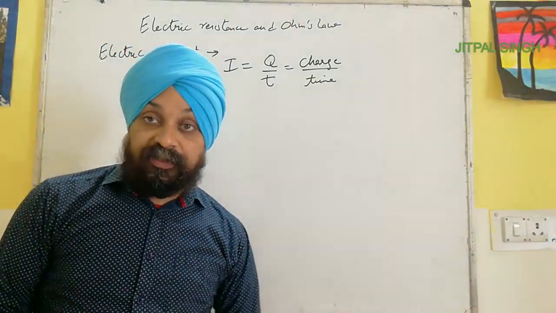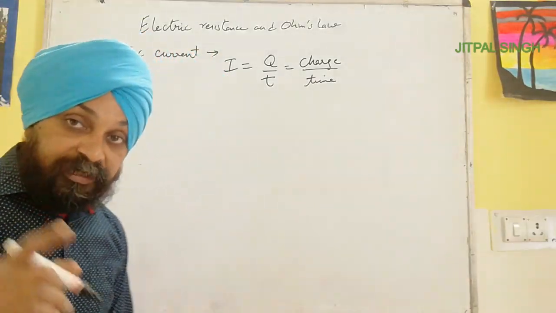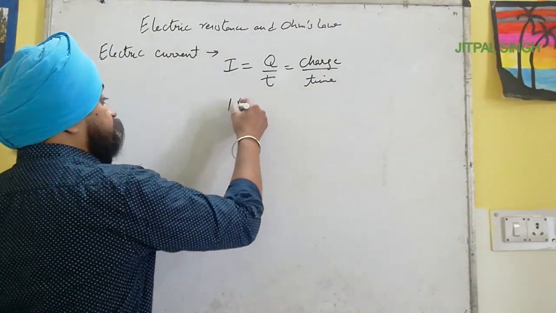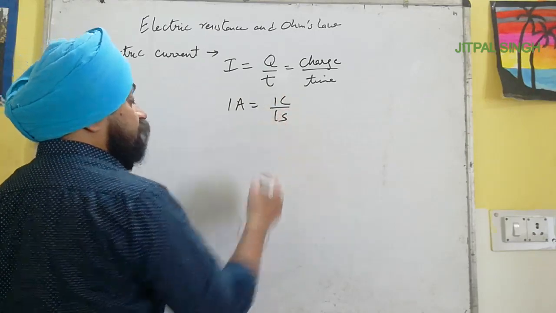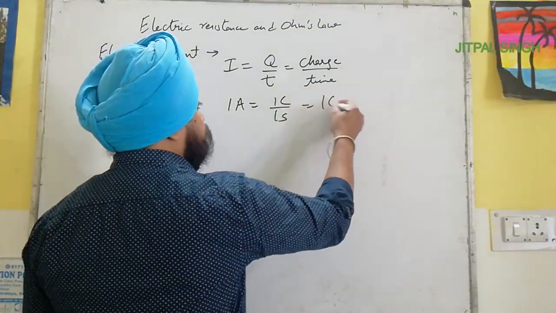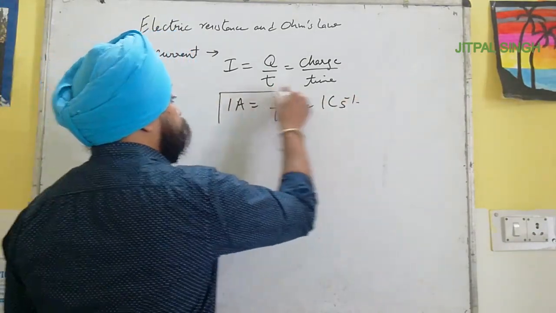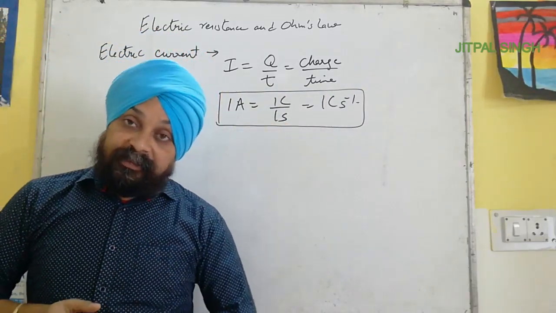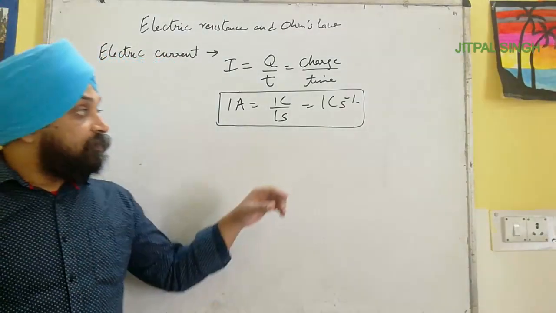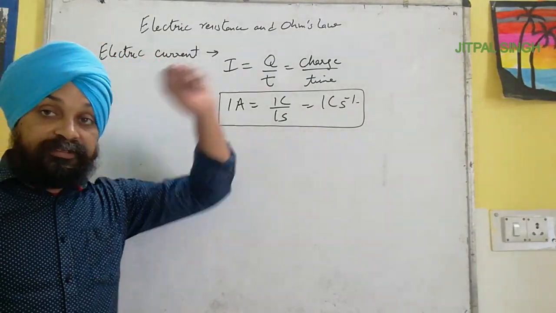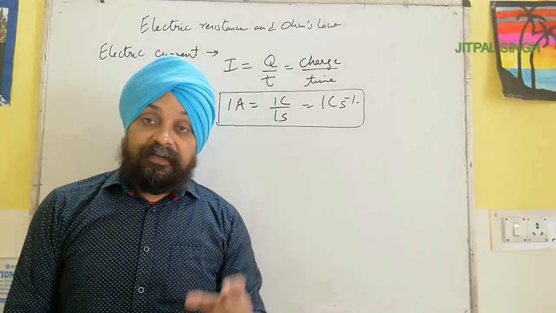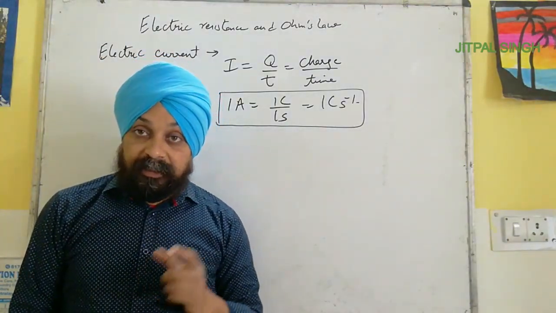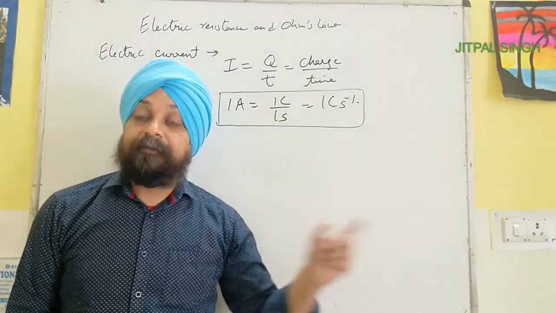I hope you all know the SI unit of current is ampere and that of charge is coulomb. So I can write 1 ampere equal to 1 coulomb upon 1 second. This further can be written as 1 C s^-1. Now, the current in a conductor is said to be 1 ampere when 1 coulomb charge flows in 1 second. I repeat, if 1 coulomb charge flows in 1 second, then the current is said to be 1 ampere.